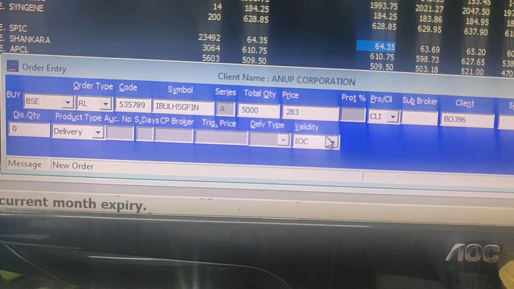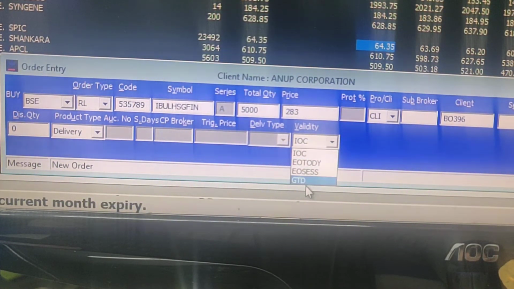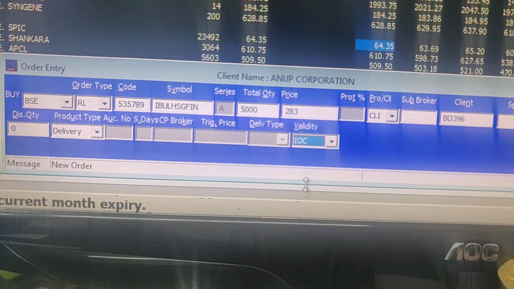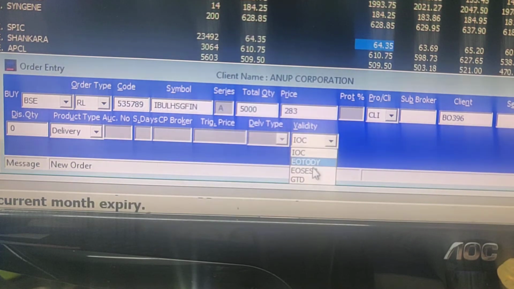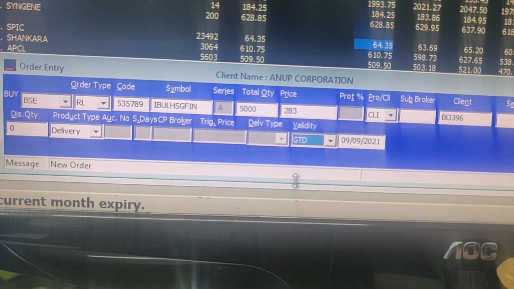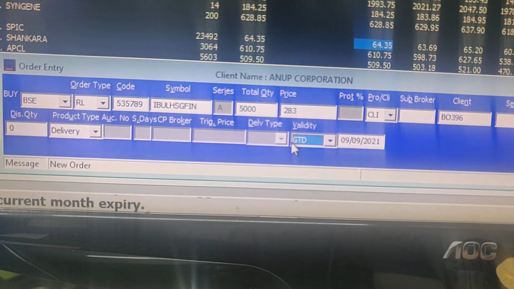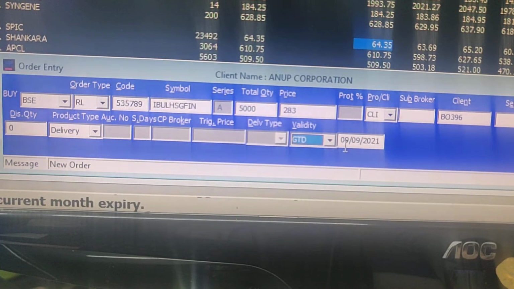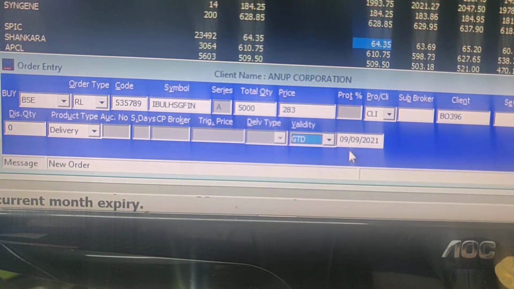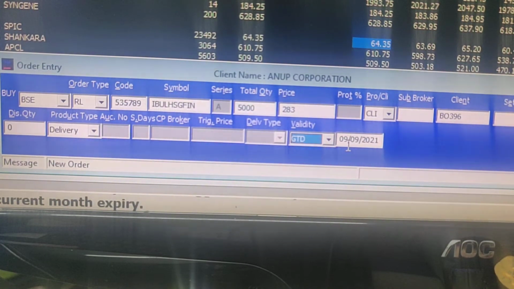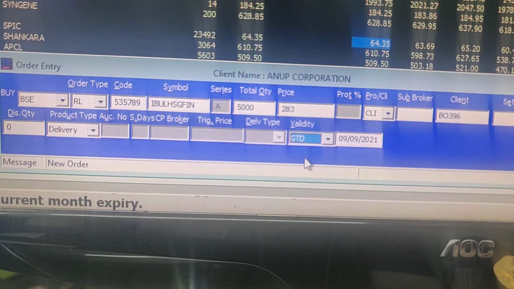And one more option is the good till day order. In this you can put good till day, GTD. In this you can put orders which will be valid up to a date which is reflected in the system. You can change this date. Just now today the date is coming as 9 September. You can change it to whatever date you like. So good till day order you can put.